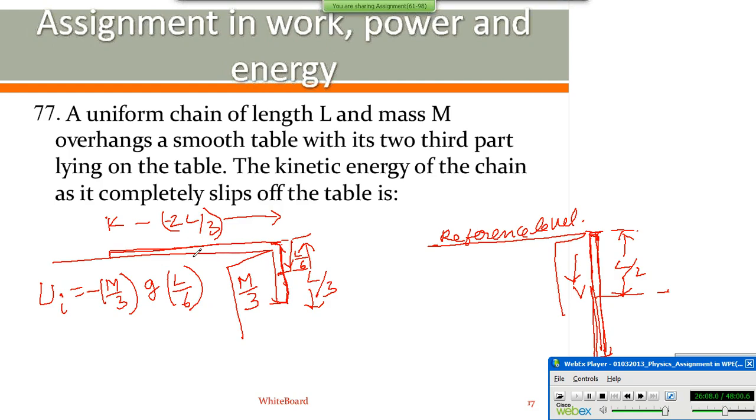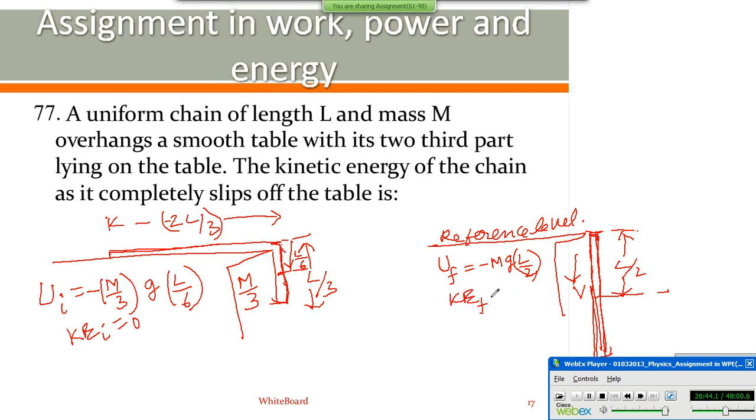Therefore, the potential energy of the part of the chain with length 2L by 3 on the table is 0. The potential energy of the hanging part will be negative because the center of mass of the hanging part is below the reference level, that is, below the 0 level. The initial kinetic energy is 0 because the chain is released from rest. In the final position, the final potential energy is equal to minus mg into L by 2, since the center of mass of the entire hanging chain lies at a distance L by 2 below the surface of the table.